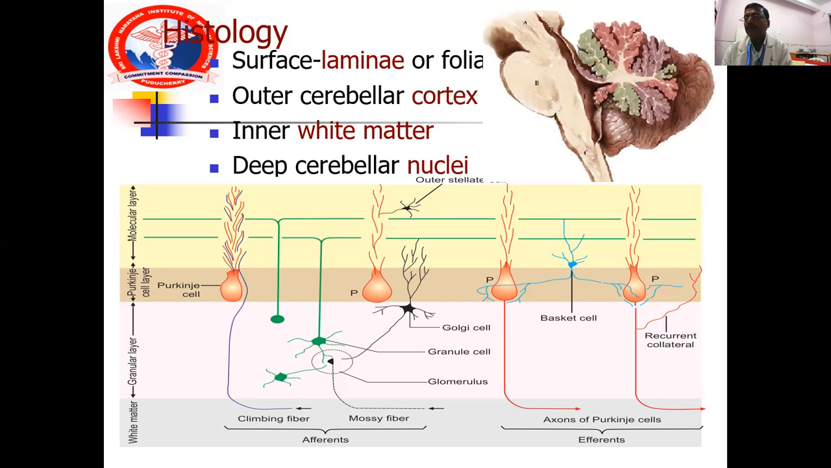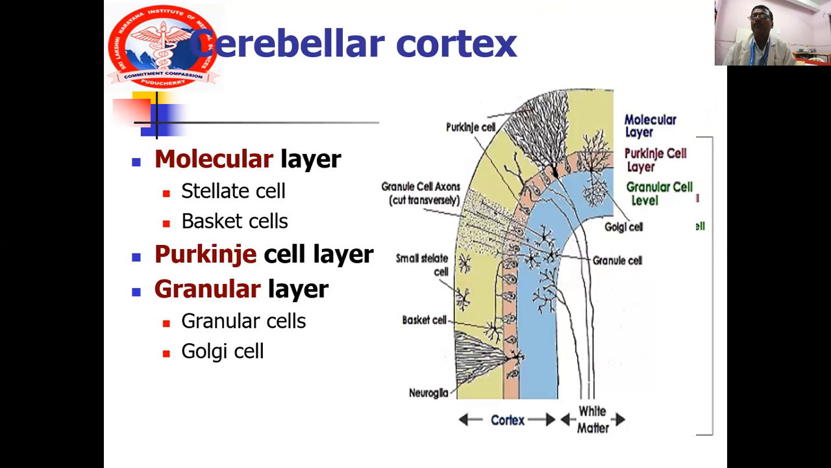Both will receive the input from the Golgi cells, granule cells, and glomerular cells. And efferent fibers, that is the axons of the Purkinje cells, will receive the input from basket cells and recurrent collateral cells. So both fibers, afferent as well as efferent, receive the input from the cerebellum and give to the cerebellar cortex. Now coming to the cerebellar cortex, there are three layers: molecular layer, Purkinje cell layer, granular layer.